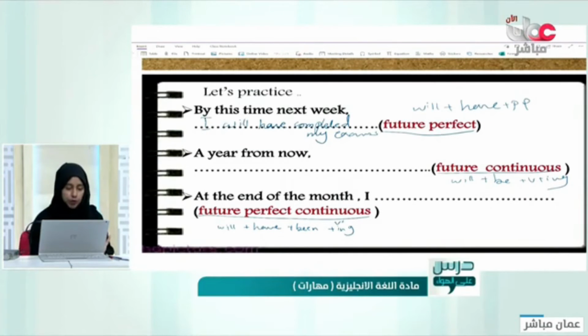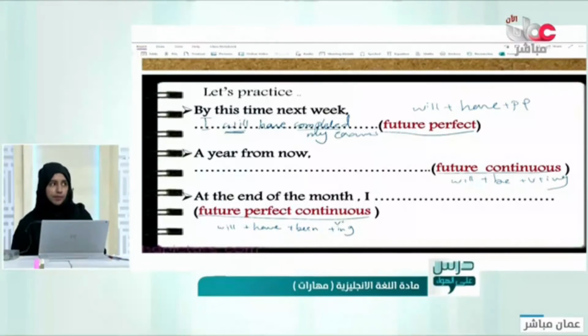So here we put will after the subject. Then we have what? Have. Always I said we have to use have. And the last one, past participle. Do you understand? Let's move to the second one.